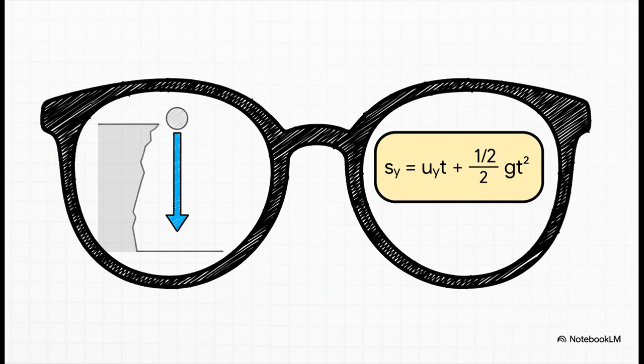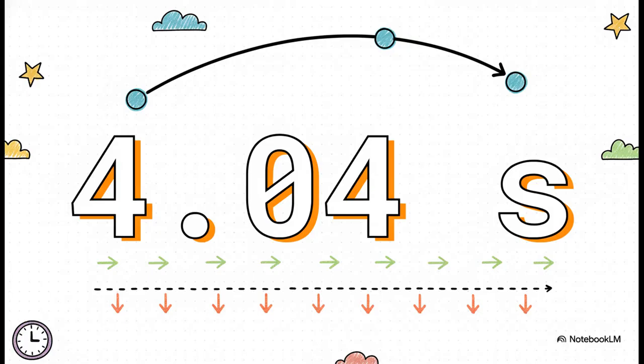Okay, step one. Let's put on our vertical-only goggles. Right now, we honestly don't care that the ball's moving sideways. All we see is an object being dropped from 80 meters high with zero initial vertical speed. So we just plug those numbers into our standard equation of motion. You run the numbers, and boom, 4.04 seconds. That's how long the ball is in the air. This number is our golden ticket. It's the one piece of information that connects our two separate worlds.